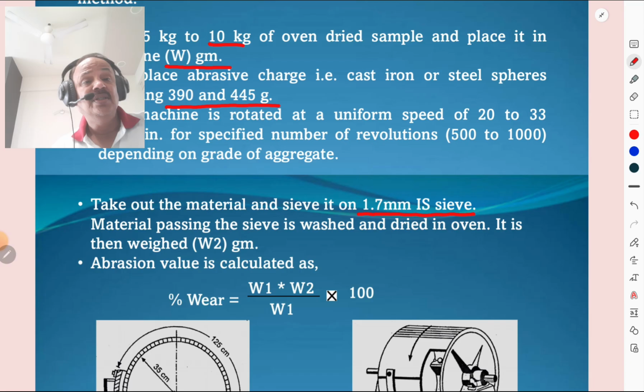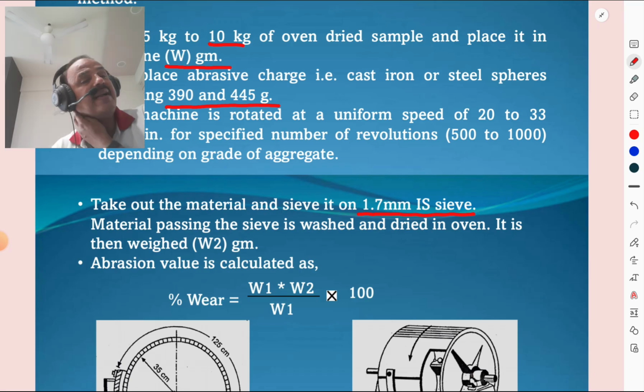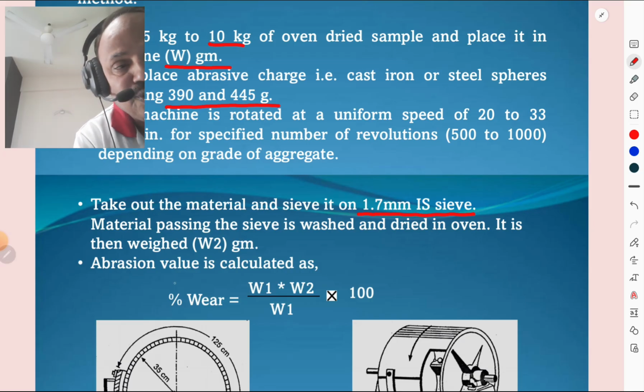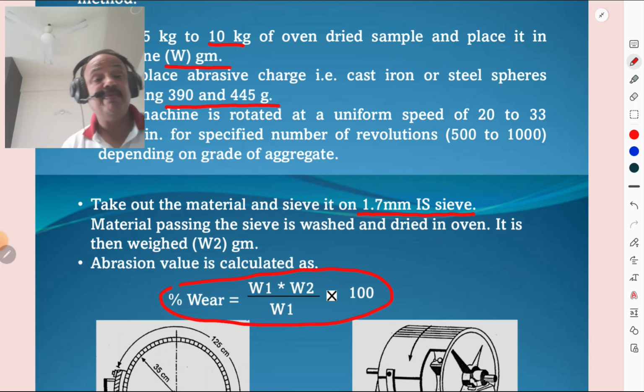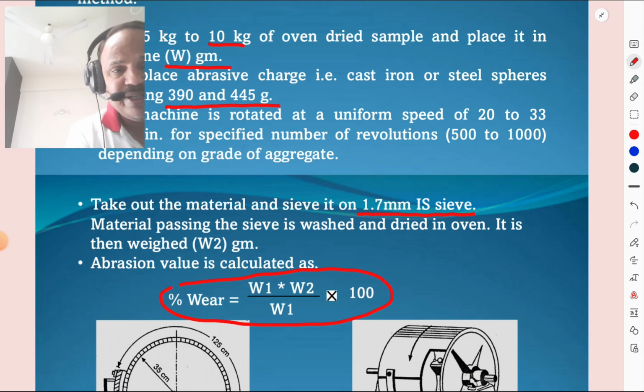The material passing the sieve is washed and dried in the oven. It is weighed, that is W2. Then abrasion value is calculated as W1 minus W2, divided by W1, multiplied by 100. That is percentage wear. One must know this formula.